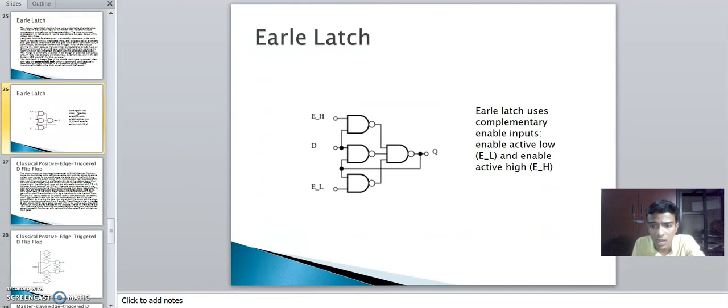This is a picture of the Earl latch. The Earl latch uses complementary enable inputs: enable active low EL and enable active high EH. So EL is the enable active low and EH is the enable active high. These are inputs, complementary inputs.